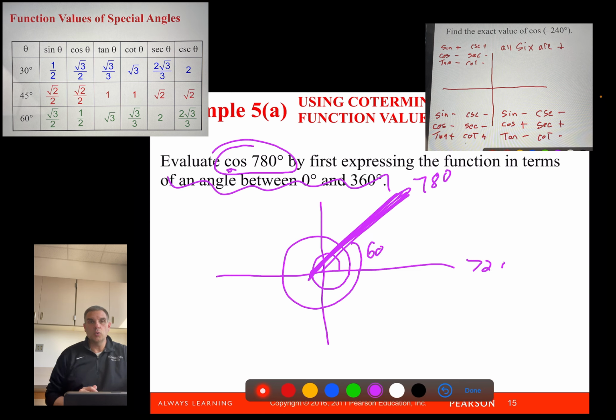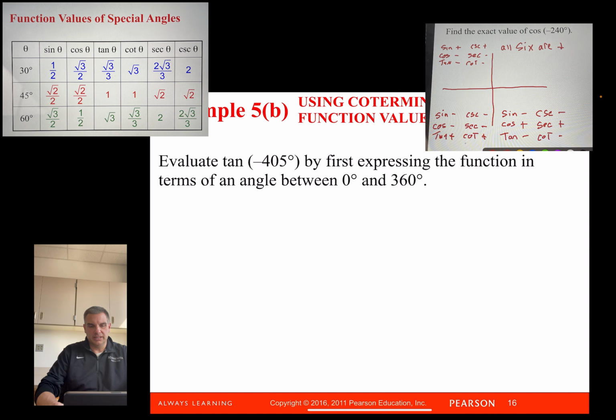We have to find the cosine. So we look: positive or negative? Cosine in the first quadrant is positive. It's going to have the same value as the 60. Cosine of 60 is 1/2. So our answer for this is 1/2. And we're done. They probably did it a little bit different, but again, we got the same answer.